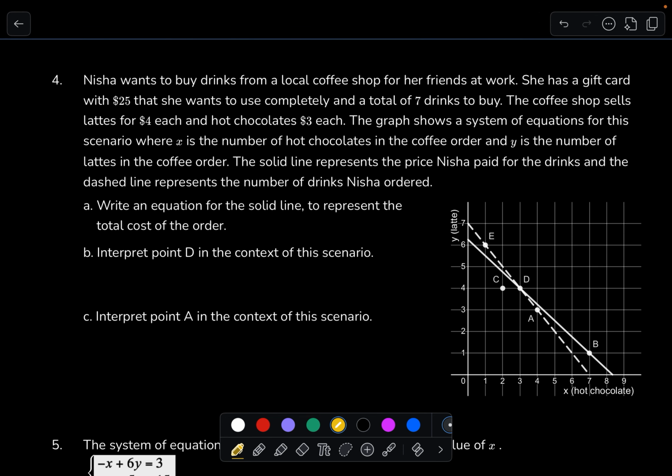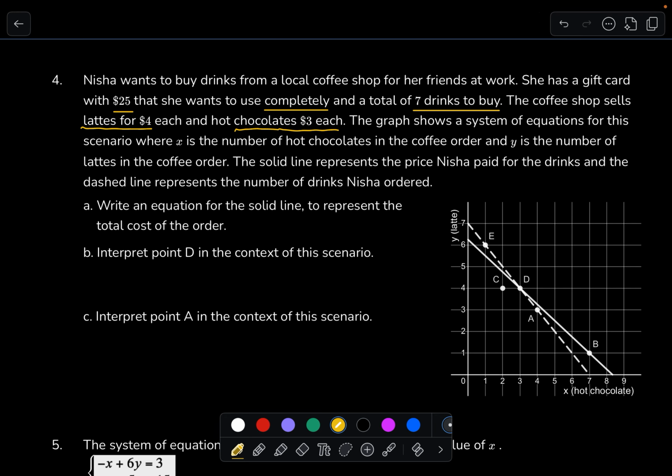Nisha wants to buy drinks from a local coffee shop for her friends at work. She has a gift card with $25 that she wants to use completely. That's a key. She wants to use it all. And a total of 7 drinks to buy. The coffee shop sells lattes for $4 and hot chocolates for $3. The graph shows a system of equations for this scenario where X is the number of hot chocolates and Y is the number of lattes.